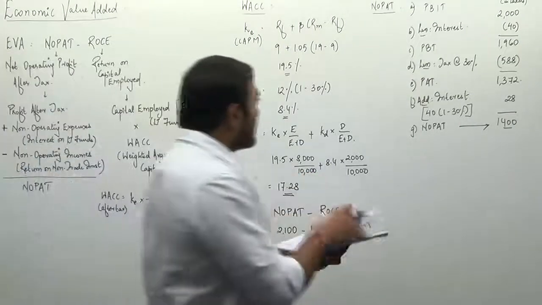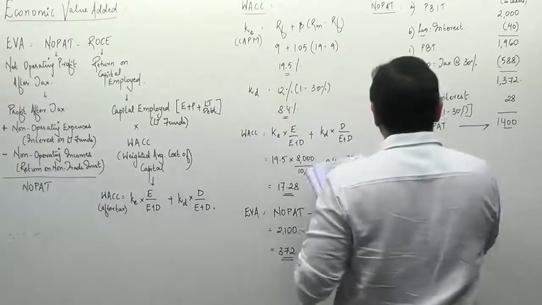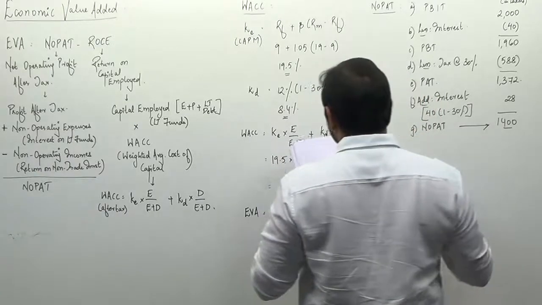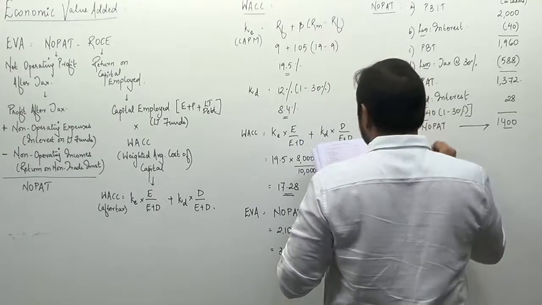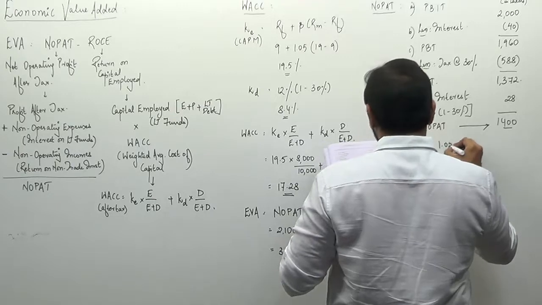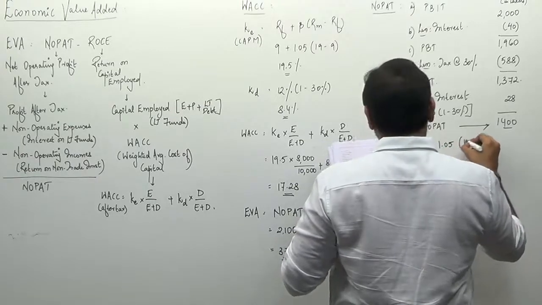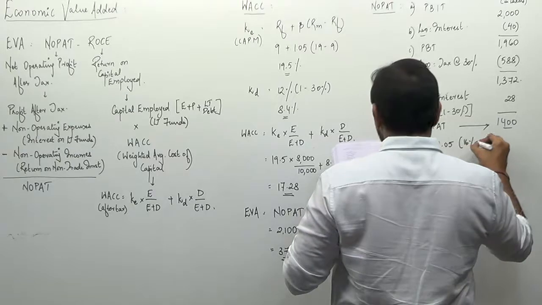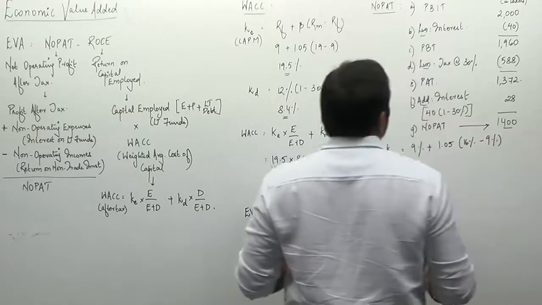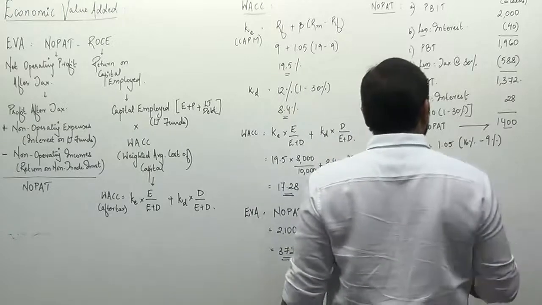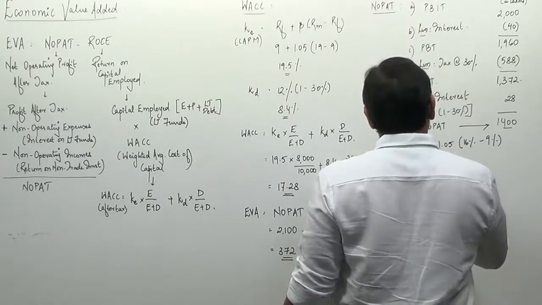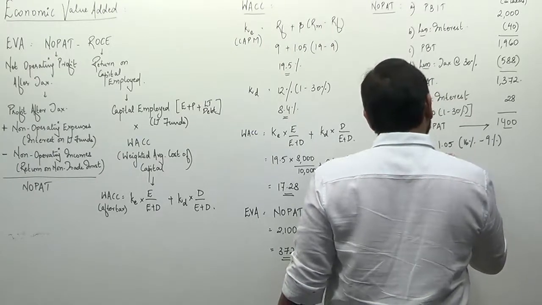Get KE and KD. Cost of equity using the same CAPM model. Risk free rate is 9% plus beta factor is 1.05 into market return is 16% minus risk free rate of 9%. So this will be 7%. 7 into 1.05 is 7.35. This total is 16.35%.